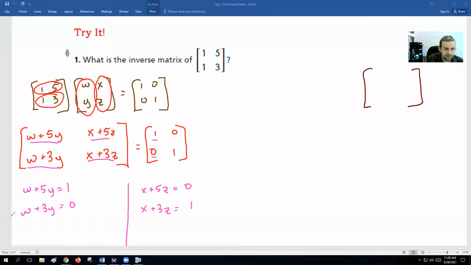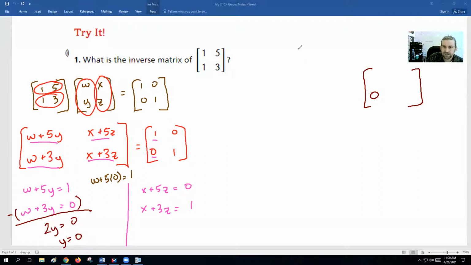I'm going to do this one first. What I would do is subtract these two equations. So w minus w goes away. 5y minus 3y is 2y, and 1 minus 0 is 0. And if we divide, that means y has to equal 0. So we look at our chart here, this has to be 0. Now we can use that information to help figure out what w is. If we know y is 0, that means w plus 5 times 0 has to equal 1.